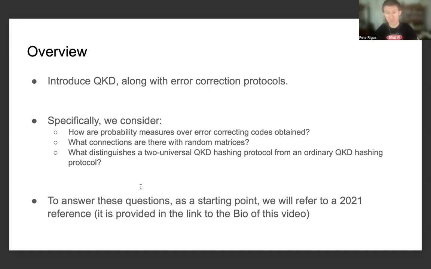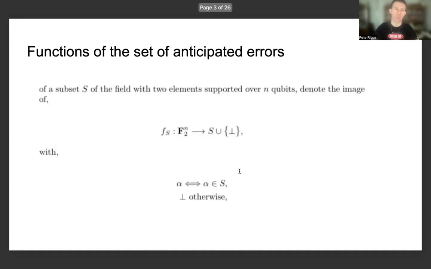And overall, to answer these questions as a starting point, we were referring to a 2021 reference due to Ostrov on quantum key distribution and two-universal QKD hashing. Now I wanted to introduce, as a way to close things out, some more general remarks about the types of arguments and overall methods that we are looking at within this two-universal QKD hashing protocol.